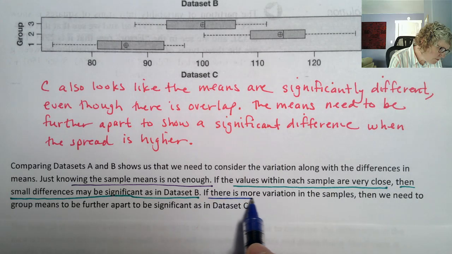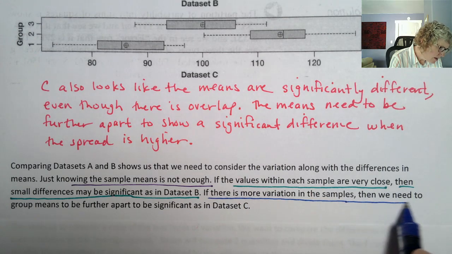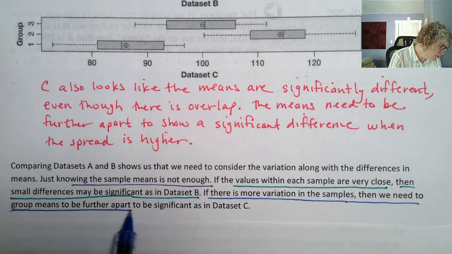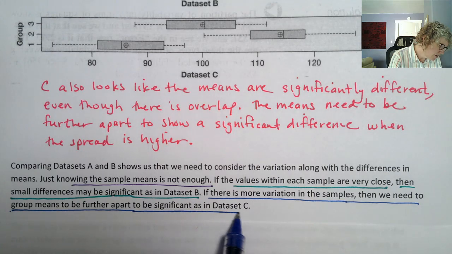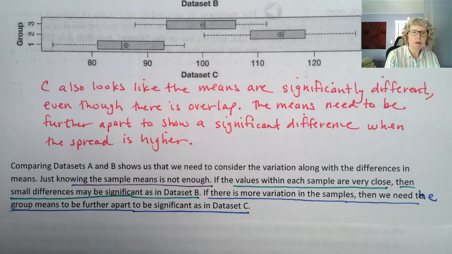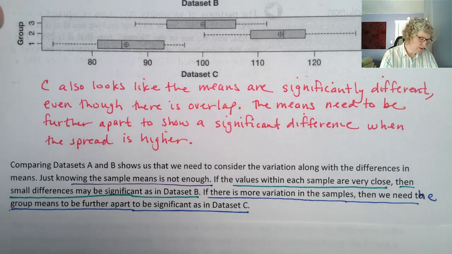If there is more variation in the samples, then we need the group means to be further apart to be significant, as in data set C. I think I have a typo there, this should be a "the." We need the group means to be further apart. Okay, so hopefully that made the case to you.